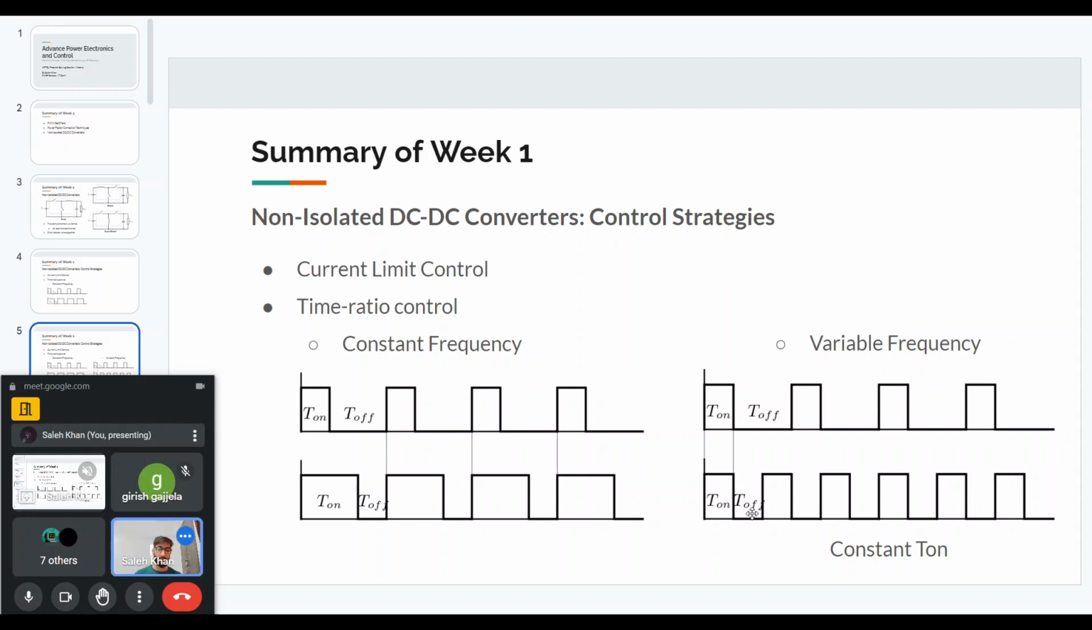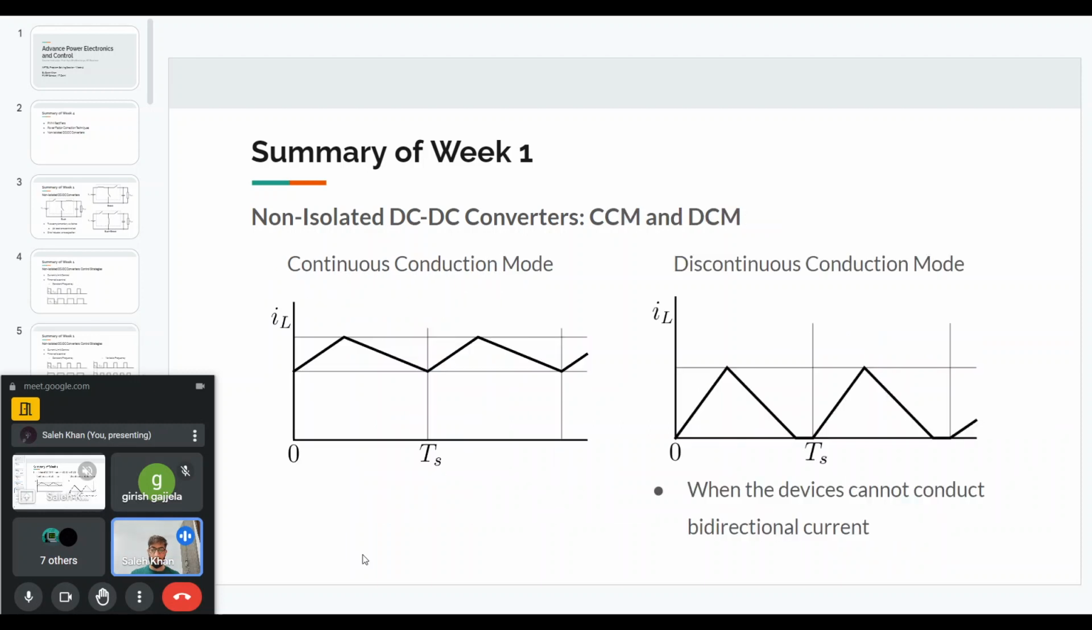So in constant frequency control, if we want different voltages, we can get these different voltages at the same switching frequency. But in variable frequency control, if we want different voltages at the output, we will have to change the switching frequency as well. So that has some advantages and some disadvantages as well. But here we will mostly talk about the constant frequency control. So we will have a constant switching frequency, and in order to change the duty ratio, we will increase or decrease the T on time. So this was about the control strategies.